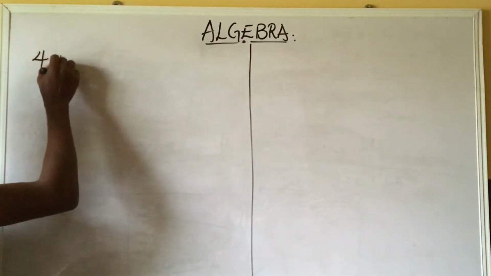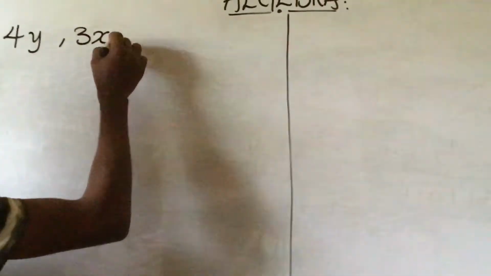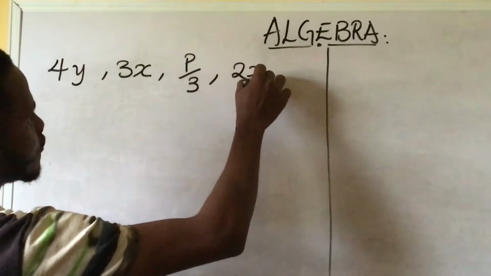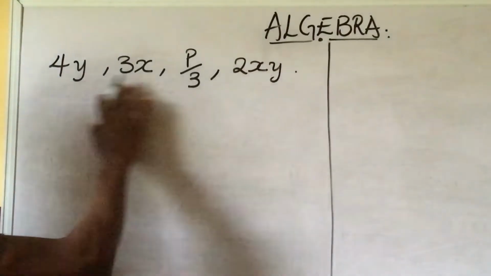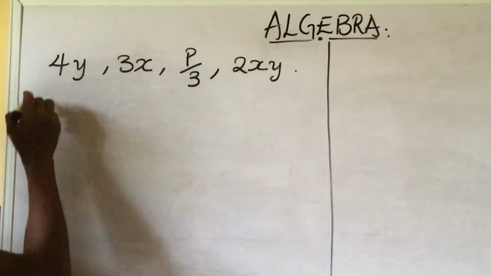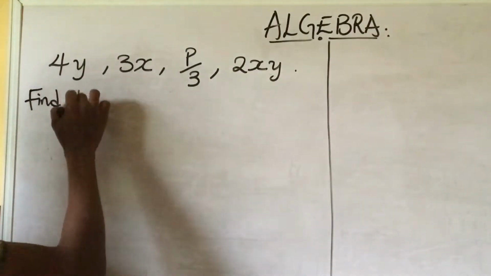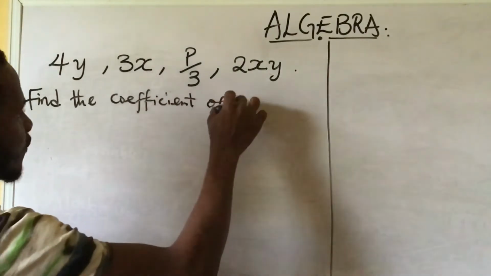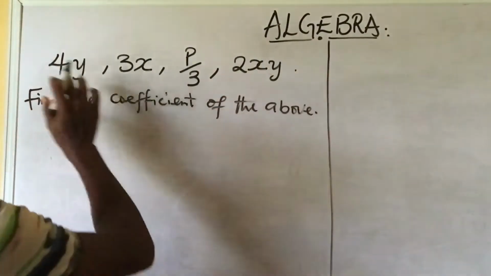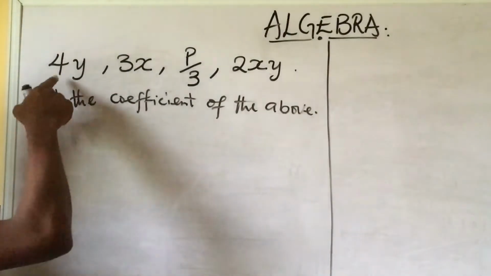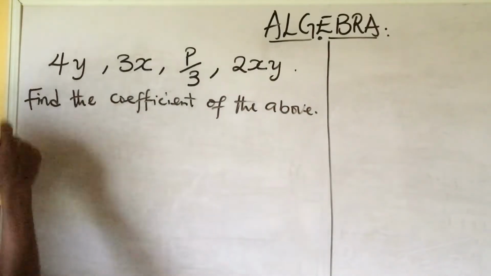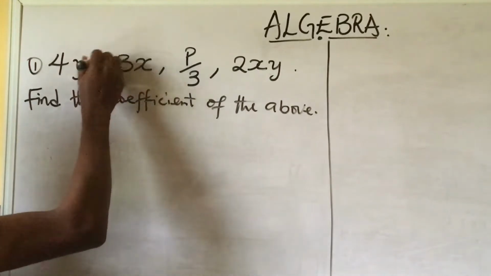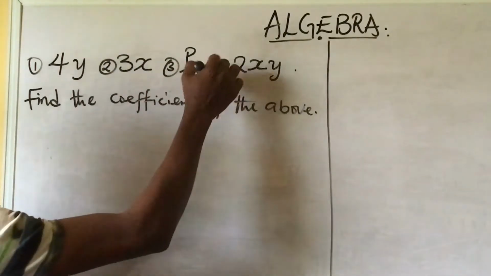For example, 4y, 3x, let's say p over 3, and let me use 2xy. Now, looking at all this, we are to find the coefficient. So let me assume we have a question like find the coefficient of the above. So we have to find the coefficient of each of them. Are we together? What is the coefficient of y? Are you getting me now? The coefficient of y is going to be, let me tag them number 1, number 2, number 3, number 4.